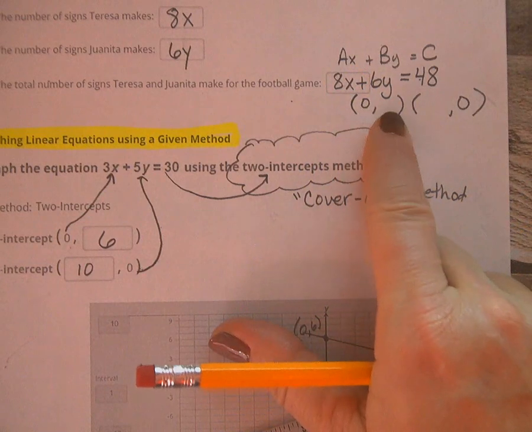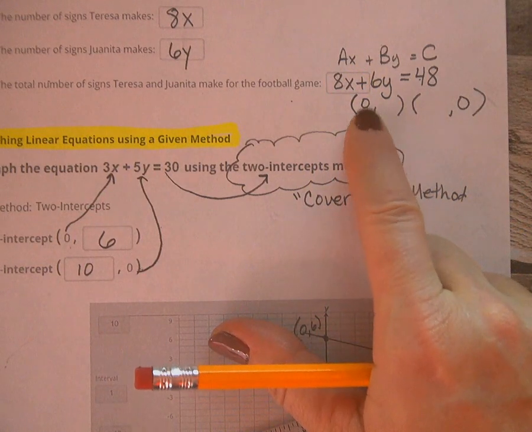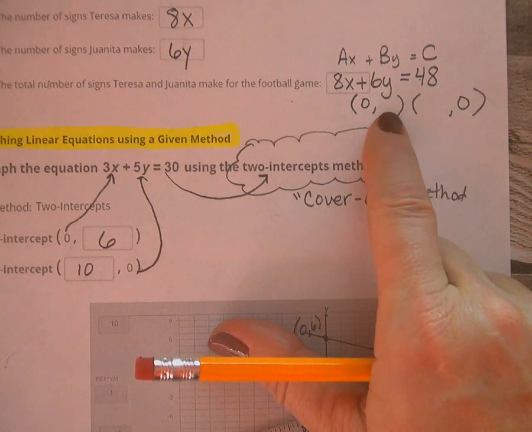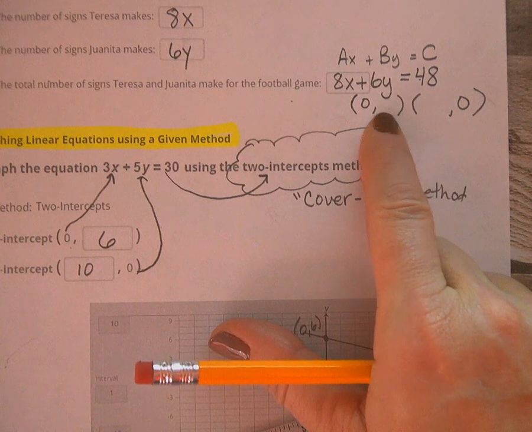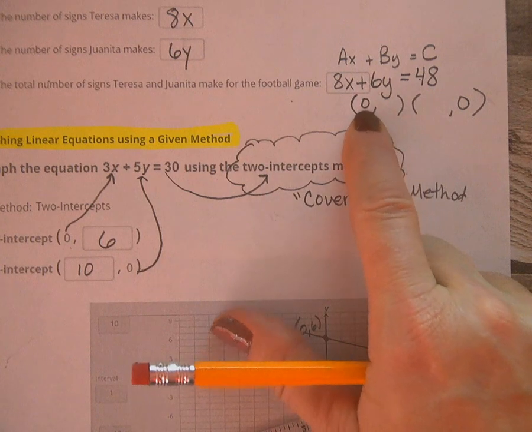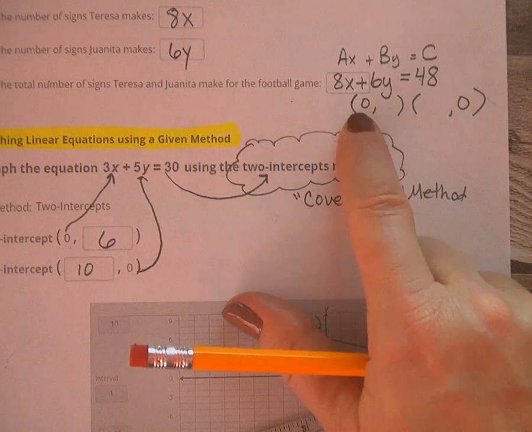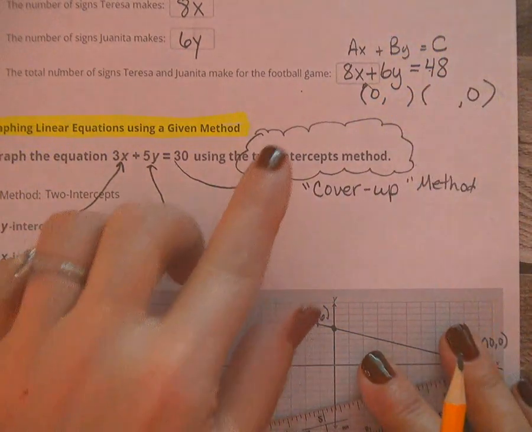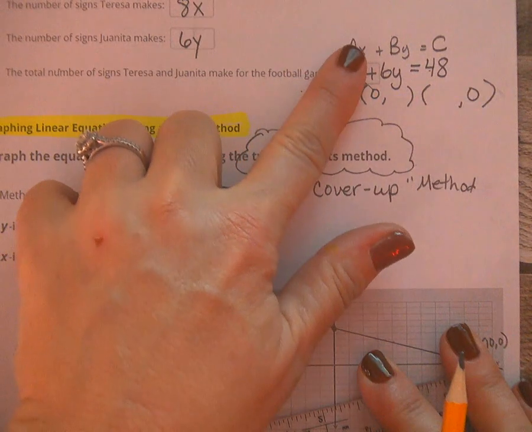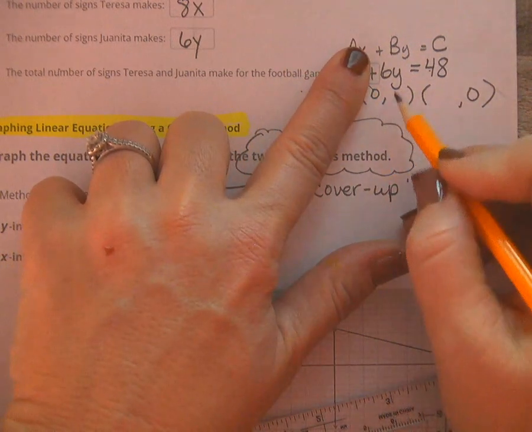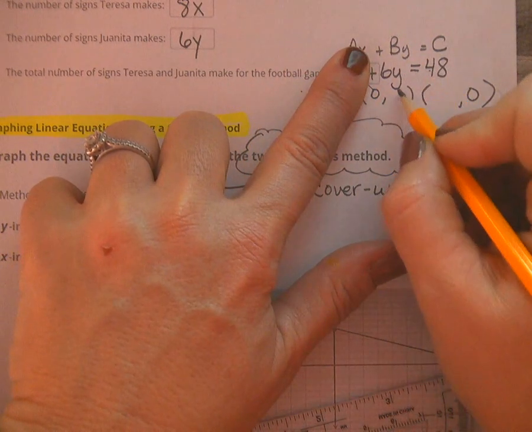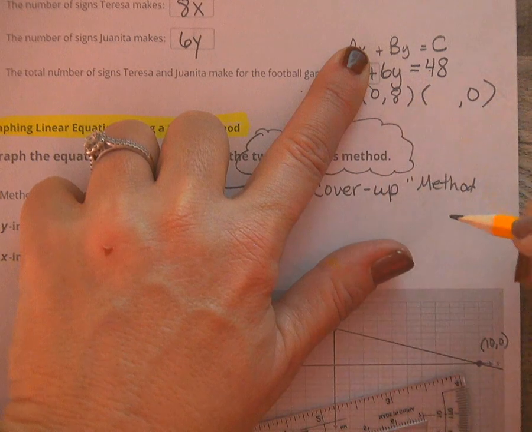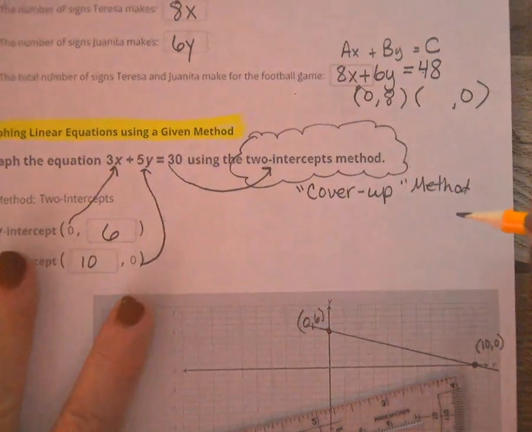So do you see this ordered pair? I put 0 in x and I left a space here for the y. That's giving you a hint that we want x to be 0. So I put a 0 right here. What is 8 times 0? So I cover that up. 6 times what is 48? 8. And we just found the y-intercept.